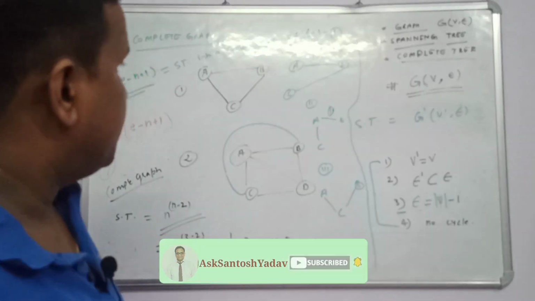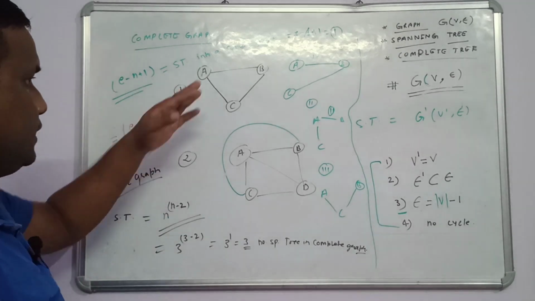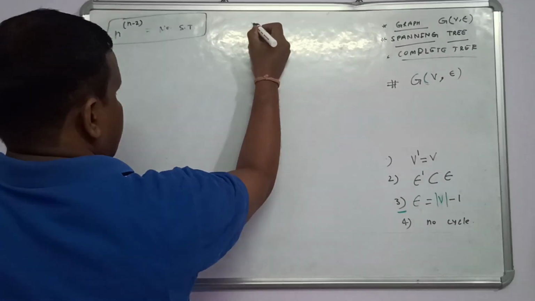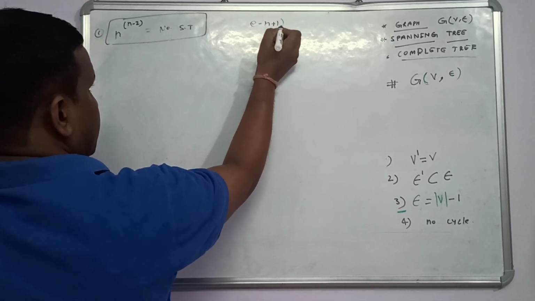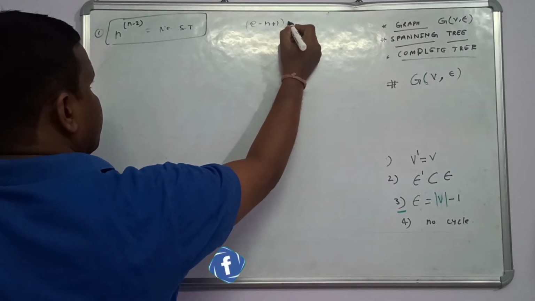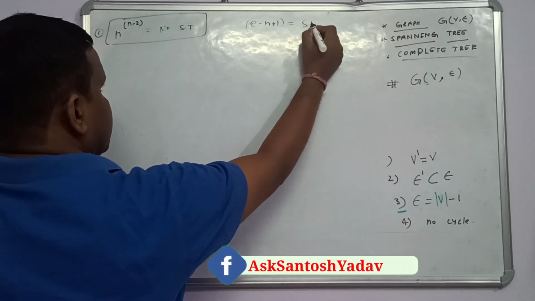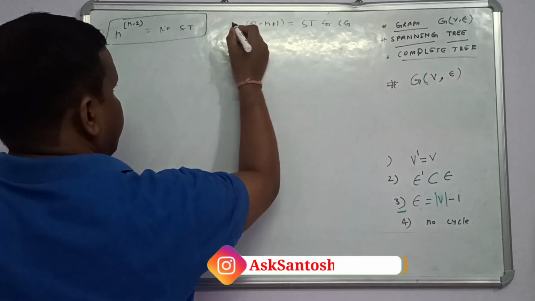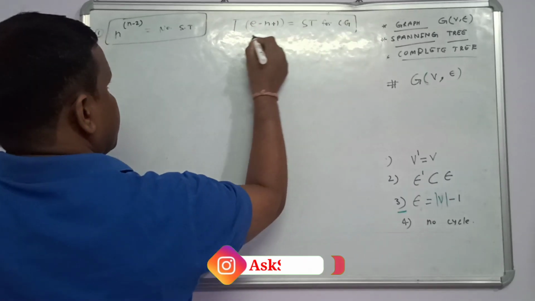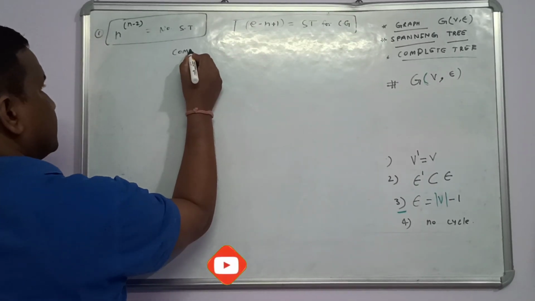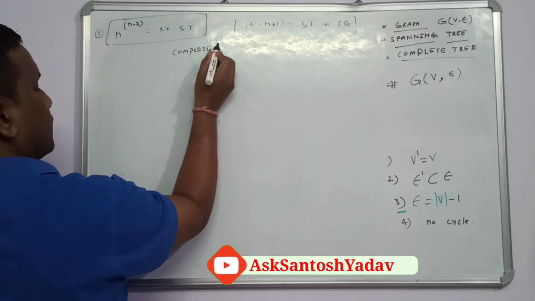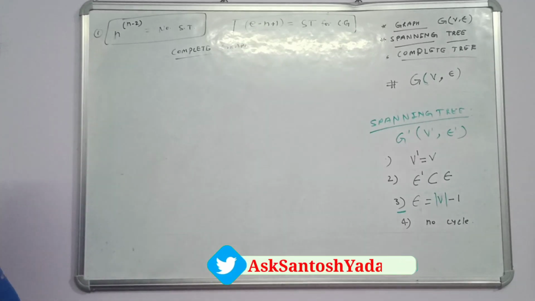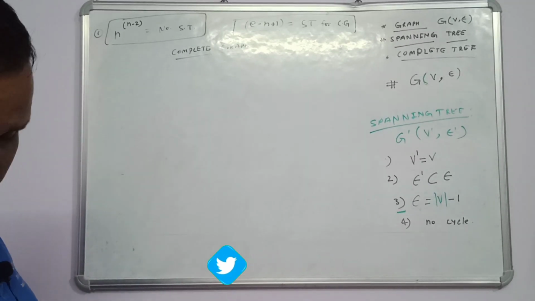Okay, now next my target will be to tell you what a minimum spanning tree is. E minus n plus 1 edges, if we remove them from a given graph, then we will get a spanning tree for a complete graph. Okay, these are 2 aspects related to the complete graph. Fair enough. Now our next target is to understand minimum spanning tree.